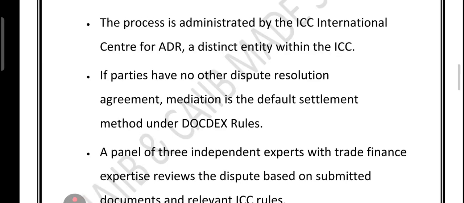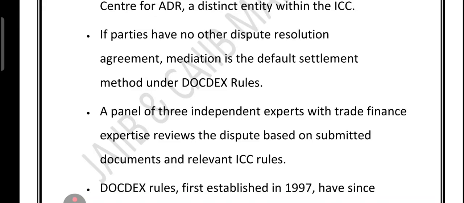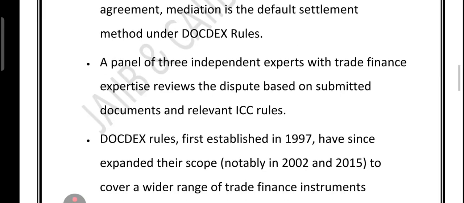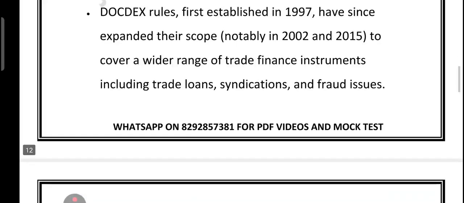If the parties have not agreed on any other method to settle this dispute, the default method here is called mediation, meaning they try to talk and settle first before fighting. DocDex rules are not new. They started in the year 1997, but over the years, in 2002 and 2015, they made it bigger to cover more things like trade loans, syndicated finance deals, and even fraud related issues.